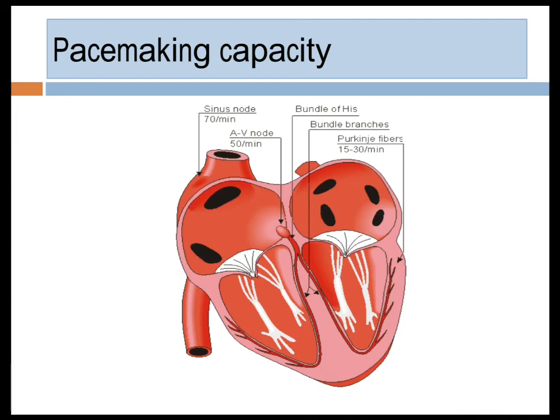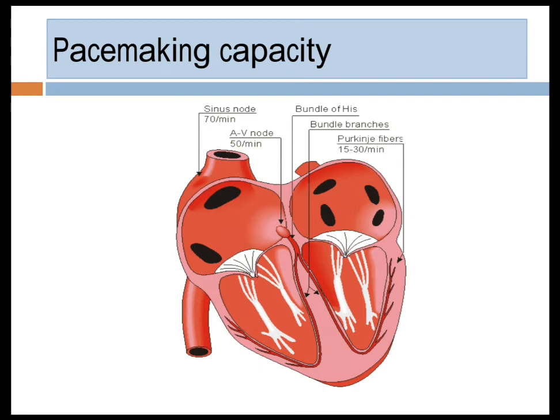What will happen? The AV node, the second node, will take on the charge of the SA node. The AV node has the capability to make a beat at 50 beats per minute, not at 72, not at 70, but in the 50 per minute beat range. So the heart will still beat at a 50 per minute rate, not at 70 as the sinus, or the SA node.